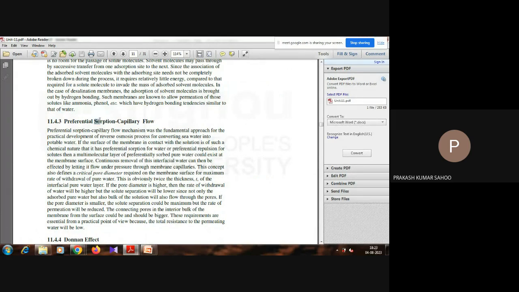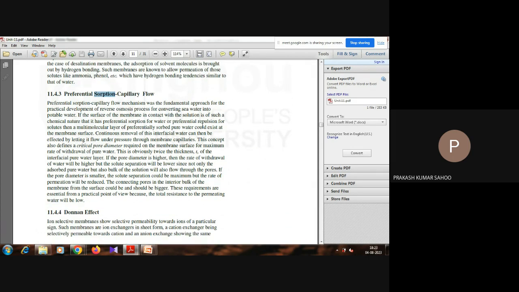The sorption, I already told you, is just that both adsorption and desorption phenomena will occur. This is known as sorption. So the preferential sorption capillary flow mechanism was the fundamental approach for the practical development of the RO process for converting seawater into potable water. So this is just a mechanism. This is very much related to your RO, reverse osmosis process, where seawater gets converted to drinkable or potable water.